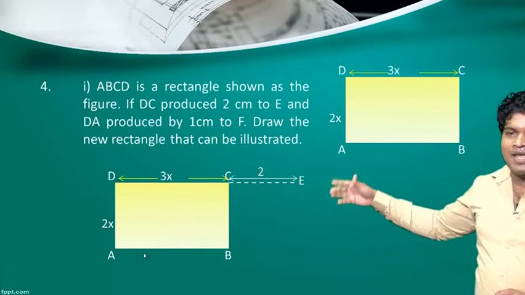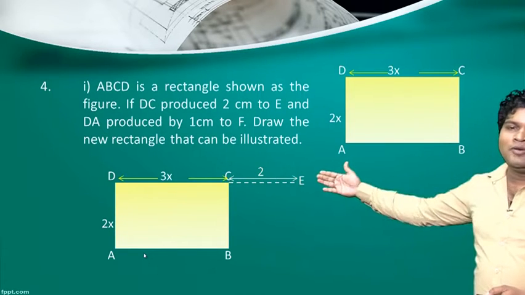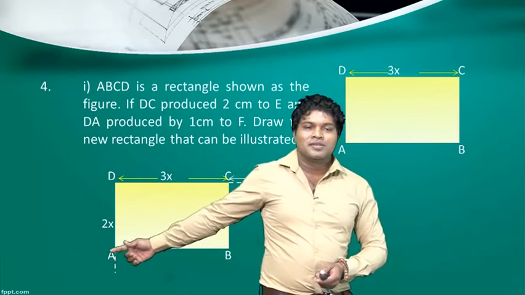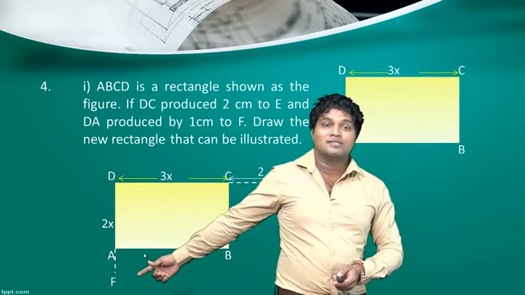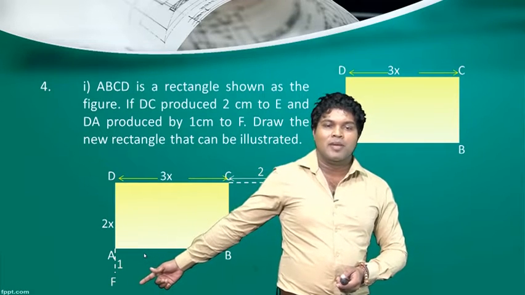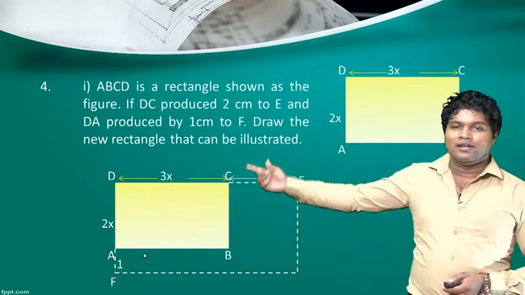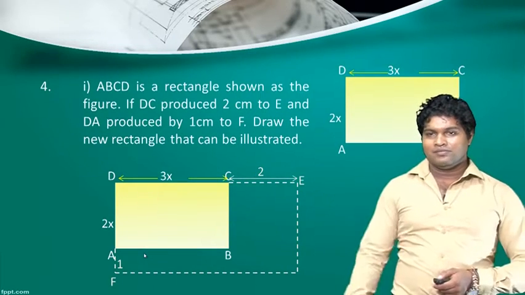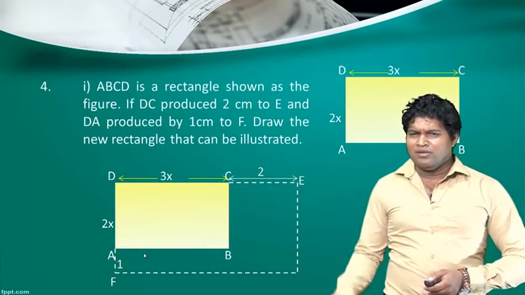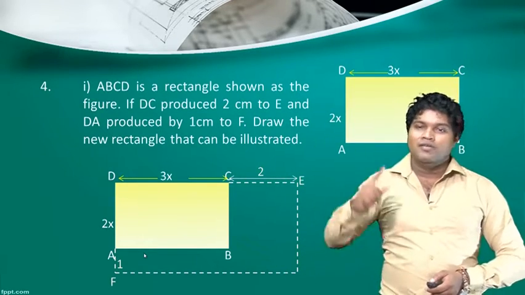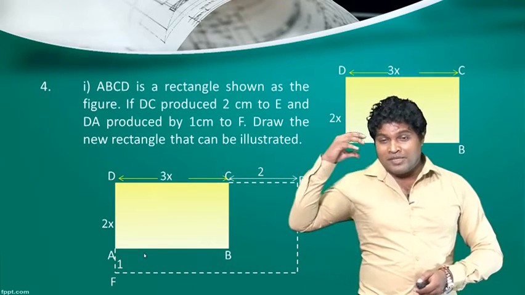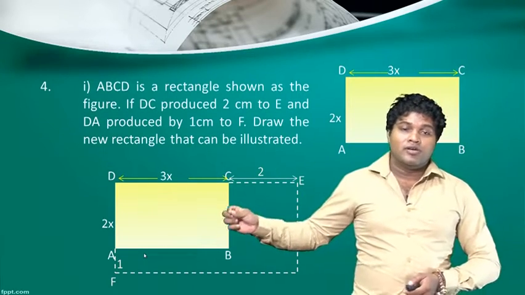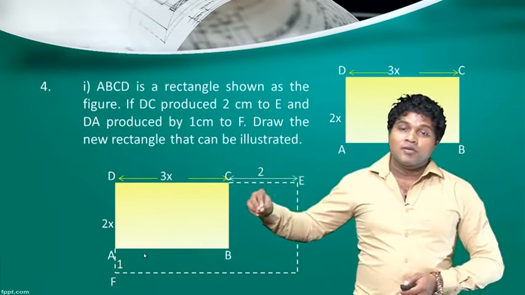As I am doing, you have to draw on your answer sheet. Right, the breadth 1 cm. A to F, as they told, 1 cm you have to mention, and complete the rectangle. Right, this is the new rectangle that can be illustrated. Is there any mathematics problem? I don't think so, but these kinds of questions are always given, especially for the term test. You always have to pay attention to these questions, because for the term test this is very valid.